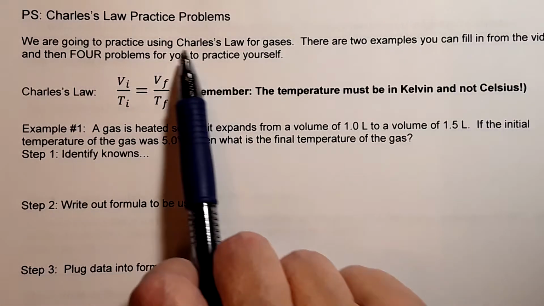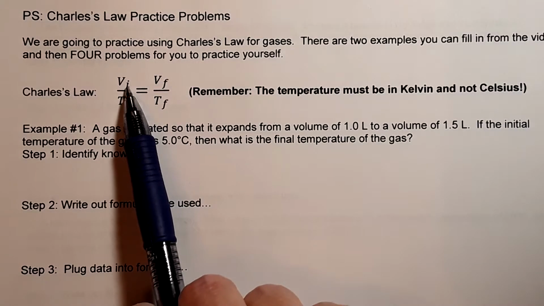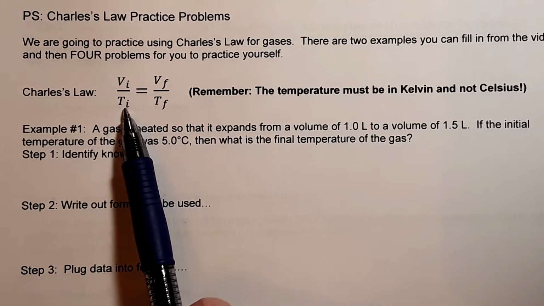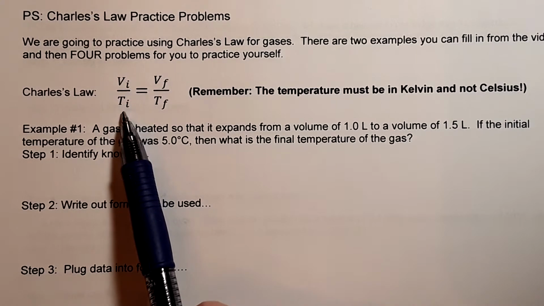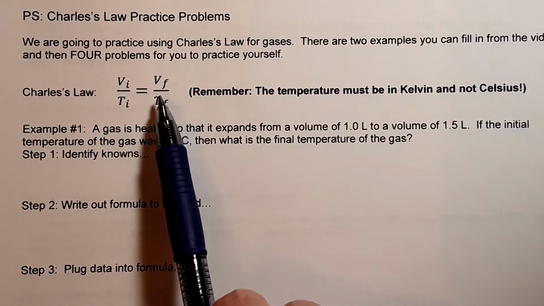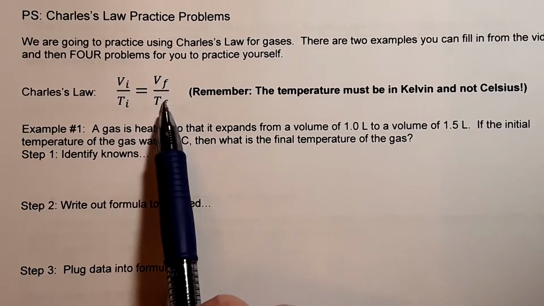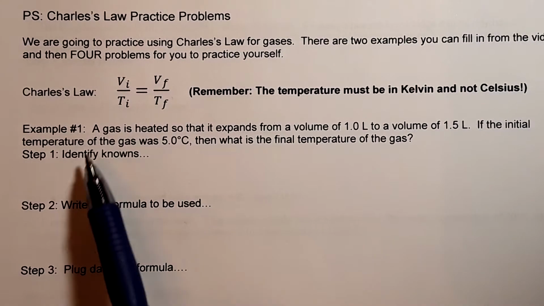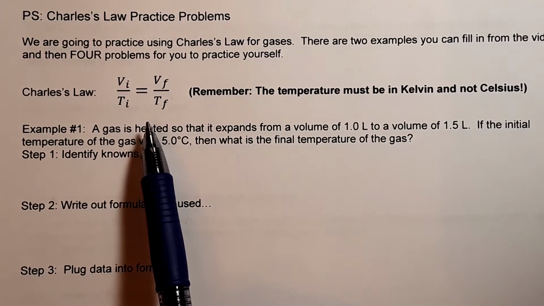First off, this is Charles' law for gases. Remember, the temperature and the volume vary directly. If the volume gets bigger, the temperature gets bigger, so that the ratio stays the same. The two ratios have to be equal, so we can write the two ratios equal to each other.